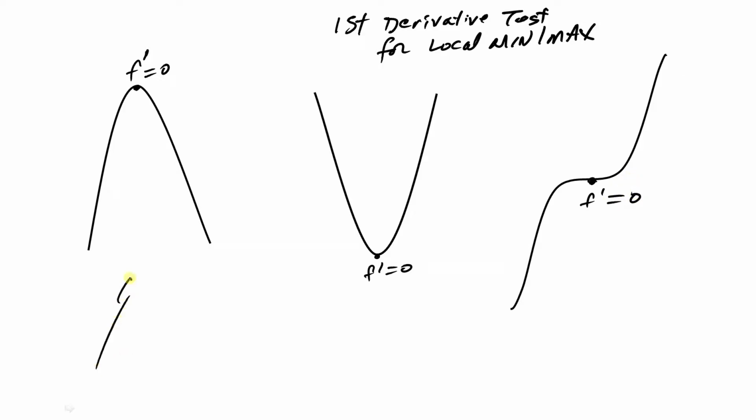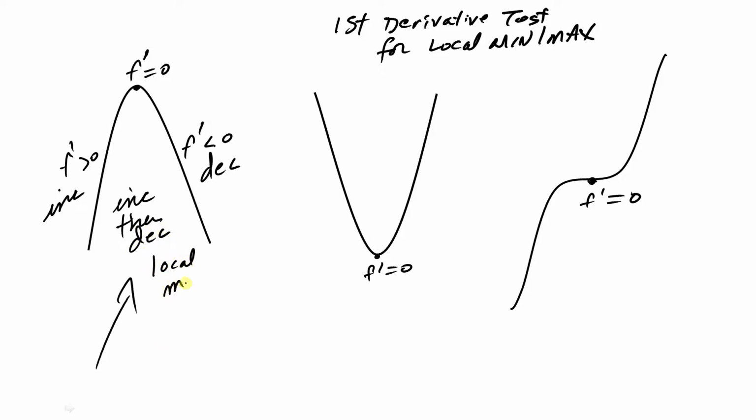Now, to the left of the first function, f prime is more than 0, in other words, it's increasing. And to the right of the f prime equals 0, f prime is less than 0, so it's decreasing. So if you have an increase, then a decrease, you have a local max. You could draw yourself a little diagram, increasing, decreasing, and say that's local max.